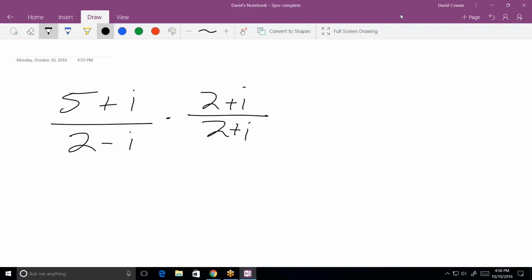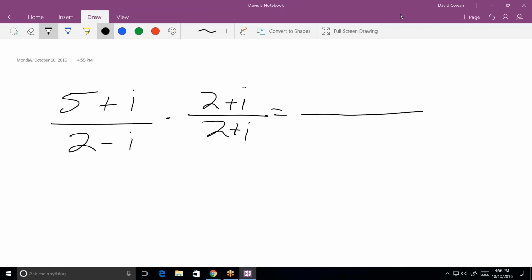And then I FOIL the denominator. It doesn't really matter whether you do the numerator first or the denominator first. You're always going to get a real number in the denominator, and that's the reason we're multiplying. So which one do you want to do first, the numerator or the denominator? I'll just do the denominator first.